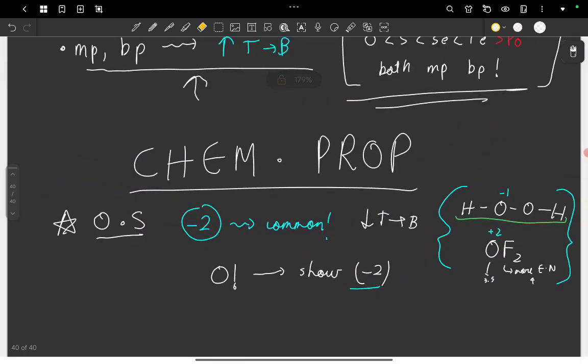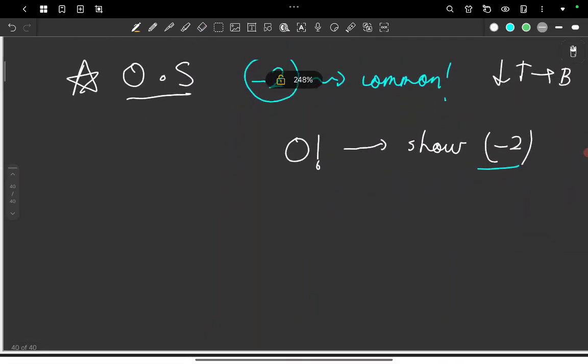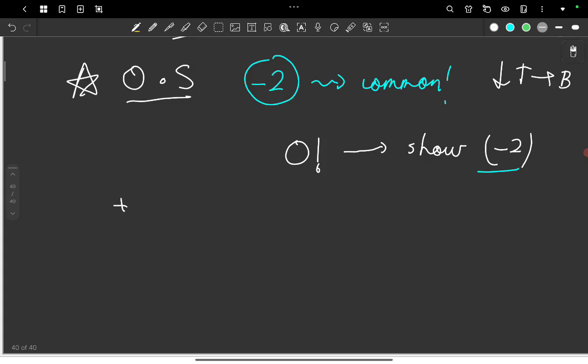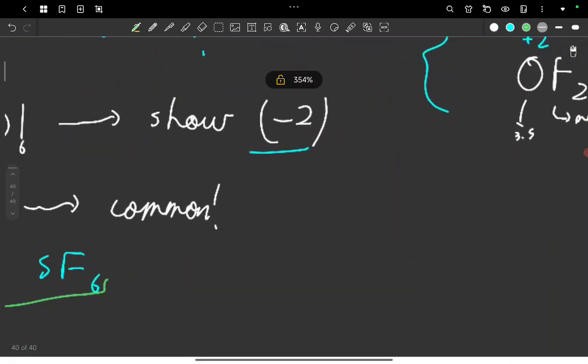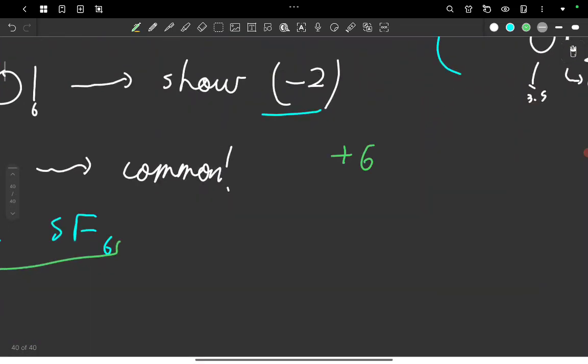Now let's talk about the rest of the group 16 elements. +2, +4, and +6 are quite common oxidation states. For example, SF4 exists and SF6 exists. You must have studied this in chemical bonding. Out of +2, +4, and +6, +4 and +6 are more common, and obviously by the inert pair effect, the stability of the +6 oxidation state decreases top to bottom, and that of the +4 oxidation state increases top to bottom.